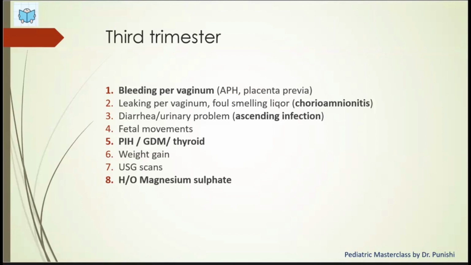Now, how do you ask for this history of magnesium sulfate, and why is it important? It's important because magnesium sulfate is known to have neuroprotective benefits. When the mother is at risk of a preterm delivery, usually magnesium sulfate is given because it has been shown to be neuroprotective for the fetus. So it decreases the risk of neurological complications of the fetus if the mother has received magnesium sulfate.